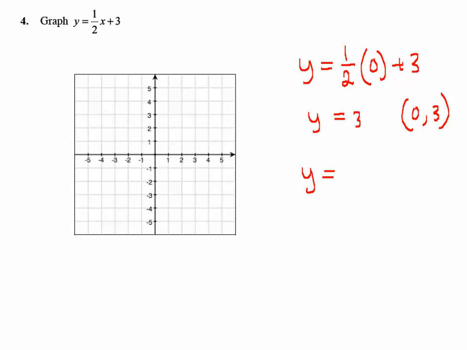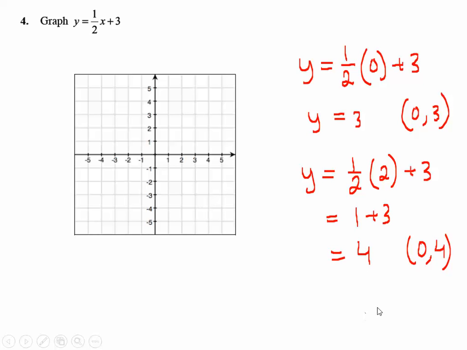What's the next easiest number to plug in if you have a 1/2? Not a 1, 2. Absolutely, because 2 times a half is going to get rid of that fraction for us, and then we can do the rest. Okay, half of 2 is 1. 1 plus 3 is a 4, and we got ourselves 0. Just kidding, not 0. It's going to be 2 comma 4. My fault there. All right, can you graph that? Should have been 2 comma 4. I'll fix it in just a second now.